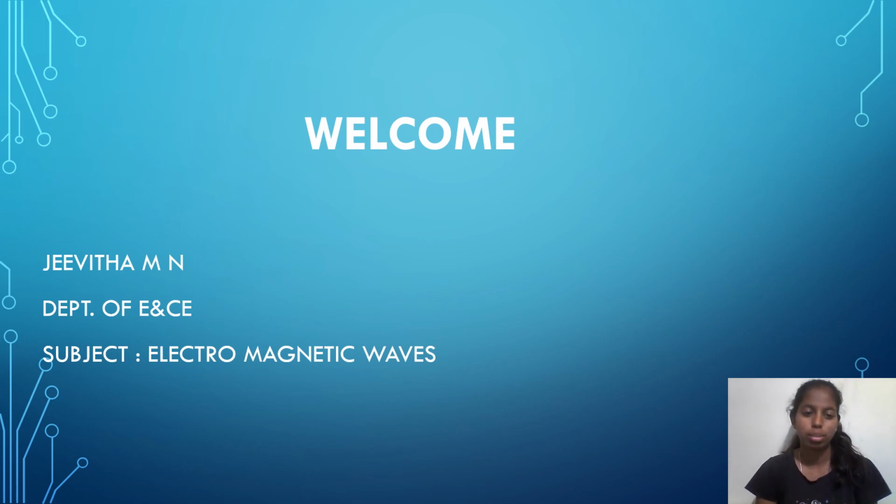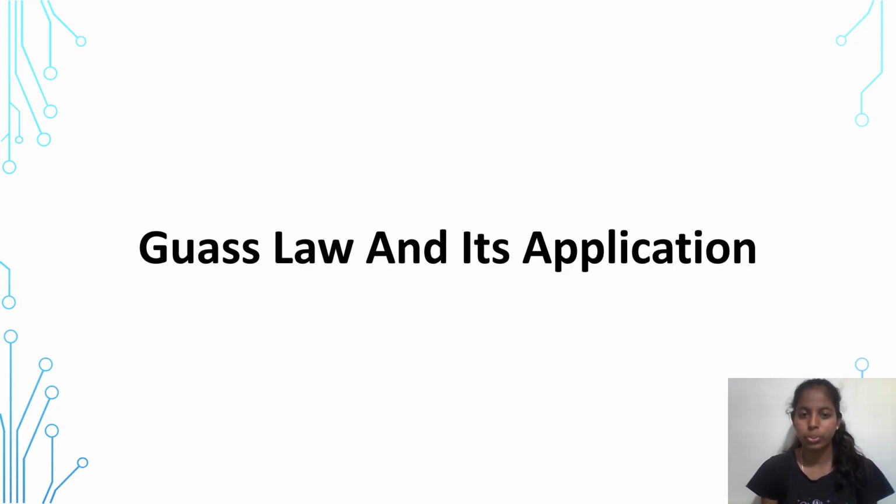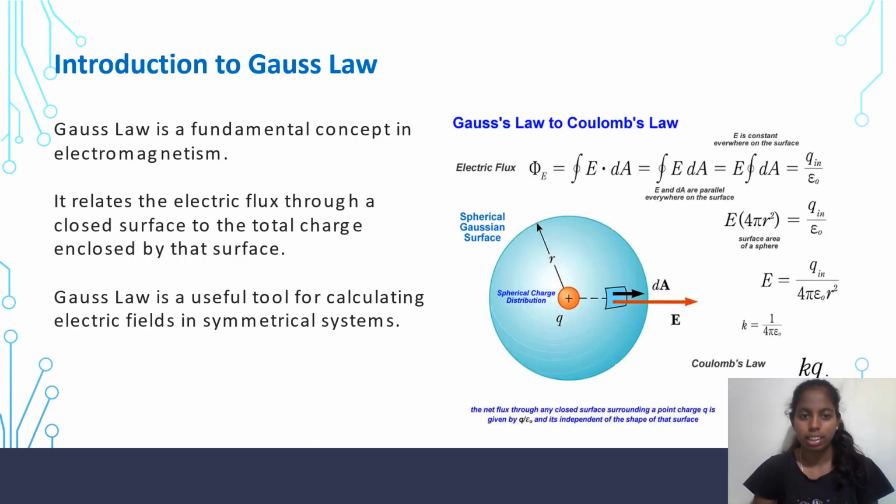So today let's move on to the subject called electromagnetic waves. In electromagnetic waves, today my topic is about Gauss law and its application. Now let's see the introduction to Gauss law. Gauss law is a fundamental concept in electromagnetism. It relates the electric flux through a closed surface to the total charge enclosed by that surface. Gauss law is a useful tool for calculating electric fields in symmetrical systems.